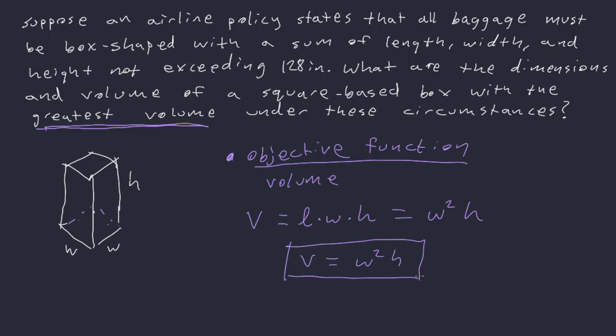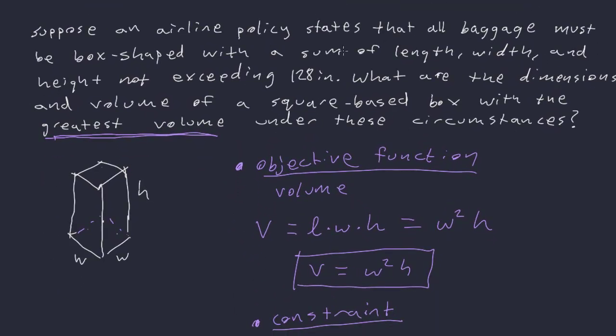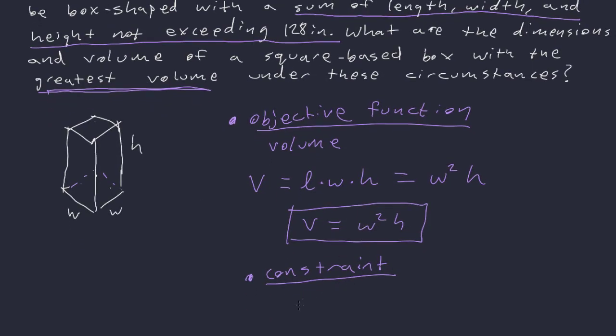Now the next thing we need is the constraint, and this constraint is given here. We're told that all baggage must be box-shaped. We've already come up with that. But with the sum of length, width, and height not exceeding 128 inches. That means that if we were to take the length plus the width plus the height, it needs to be less than or equal to 128 inches. So this right here is the constraint.